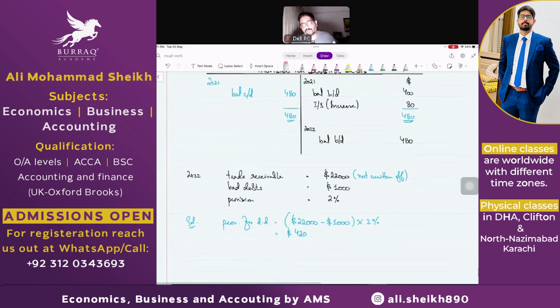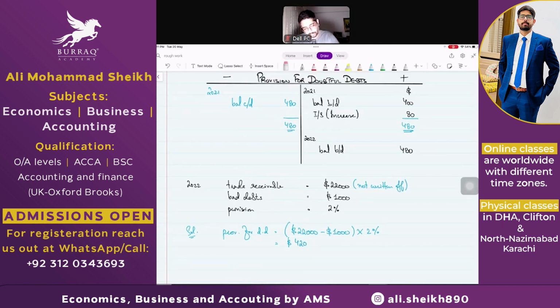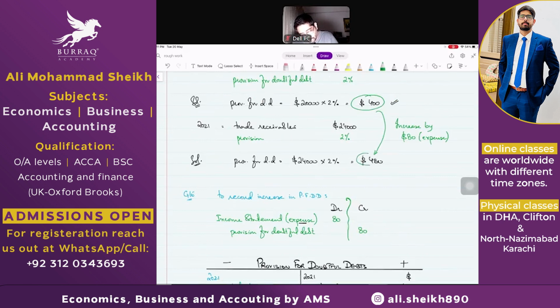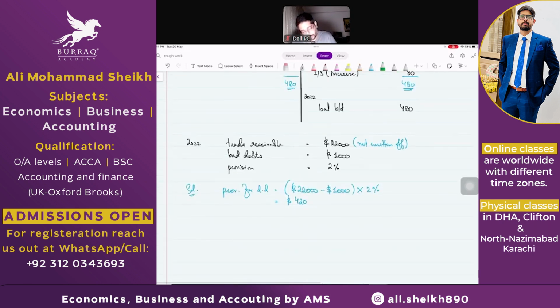So again you need to compare this answer with the last year provision. In 2021, the provision was $480, and in this year the provision is $420. So if you compare it with 2021, $480, and in 2022 the provision is now $420. So you can clearly see over here that it is decreased by $60. So decrease means the risk of bad debts is reduced as compared to last year. So whenever the provision for doubtful debt decreases, it will be recorded as an income.